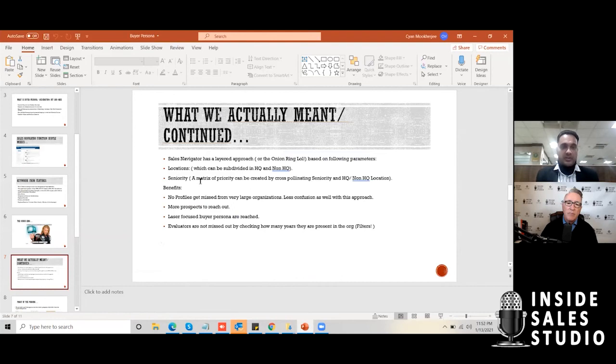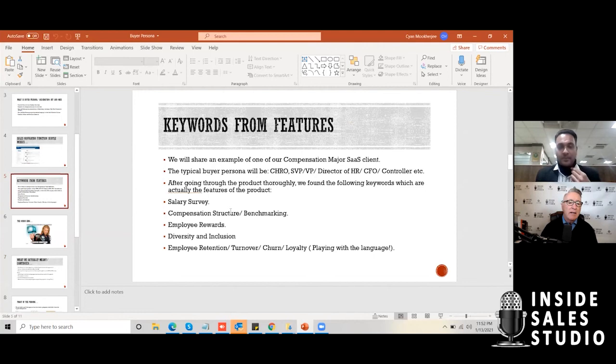So as I mentioned about the seniority, I created a matrix of that. What are the benefits? Of course, the first benefit is that you don't miss out any profiles. That's the most important thing. Second thing is that the reach-out is more laser focused, actually. And finally, you're not missing out any evaluators as well.